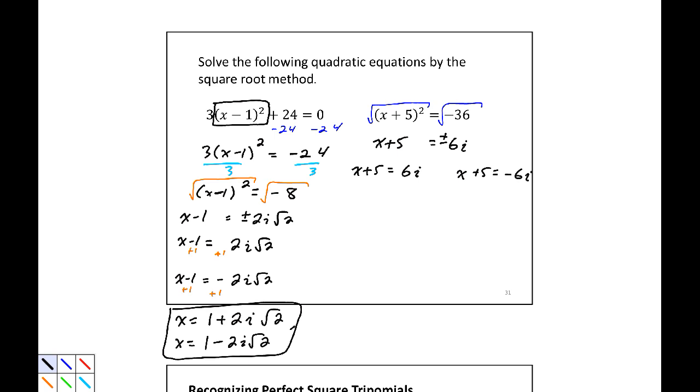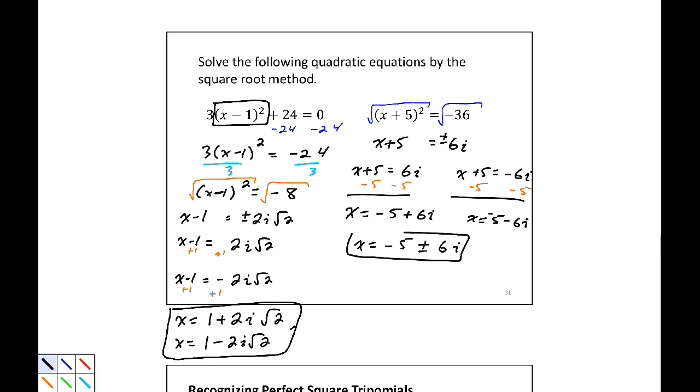And then we will subtract 5 from both sides. Now notice, again, I am not combining any terms together. The i term and that constant are two different things. So I have x equals negative 5 plus 6i, and over here this is going to be negative 5 minus 6i. And again I can also write that as negative 5 plus or minus 6i. So either of these forms will work.